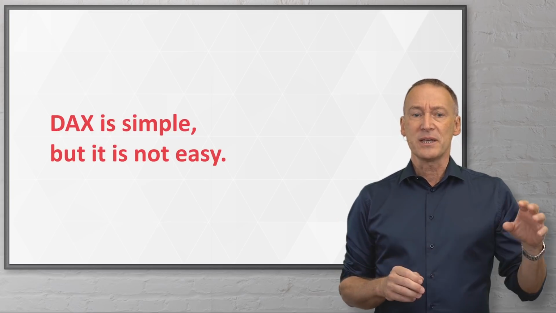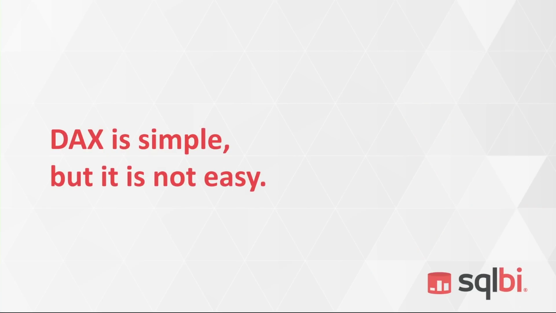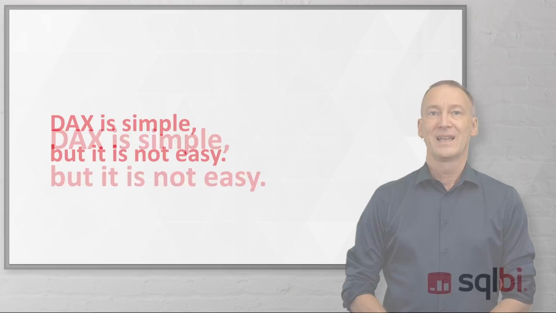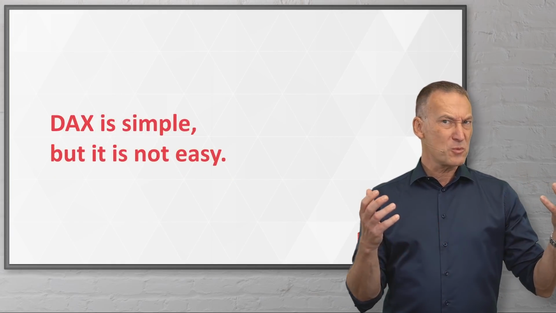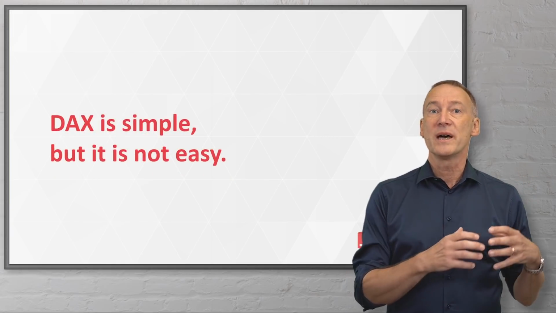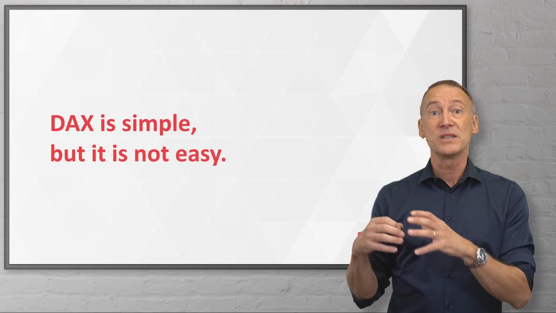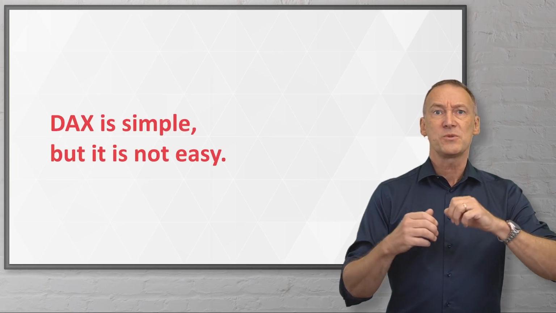The sentence goes like this. It says, DAX is simple, but it's not easy. The sentence by itself looks quite strange. How is it possible that a language is simple but it's not easy? But that is the case with DAX.